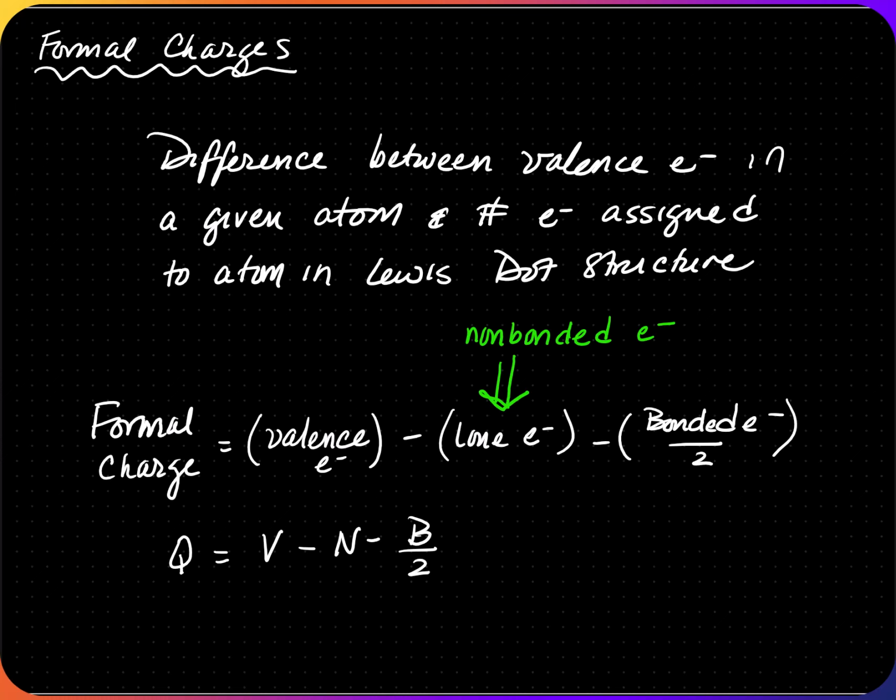The formal charges are the difference between valence electrons in a given atom and the number of electrons assigned to the atom in the Lewis-Dot structure. The general formula is: formal charge is equal to the valence electrons minus the lone electrons, or the non-bonded electrons, minus the bonded electrons divided by 2. Charge is Q, that's the symbol for it, equal to V, the valence electrons, minus the non-bonded minus the bonded electrons.